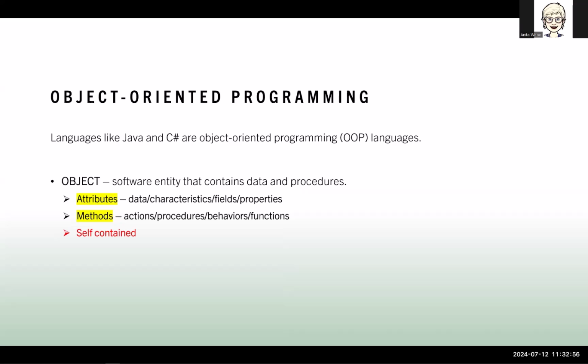Here we go, more terms. The data contained in an object is known as the object's attributes, or data, or characteristics, fields, or properties. And the object's methods are also called actions, procedures, behaviors, or functions. These methods work on the object's attributes. Because objects consist of both the data and methods, they are called a self-contained unit.